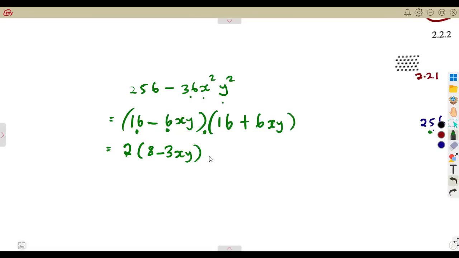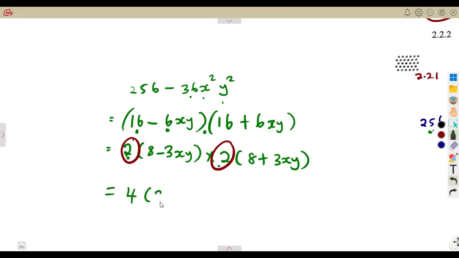You move on to this bracket. What is common? Again, 2 is common. Guys, this bracket is on its own, and this one is a bracket on its own. So you factor out 2 again from this bracket. What are you going to remain with? 8 plus 3xy. So these numbers are outside of the brackets, the 2 and the 2. They can be multiplied: 2 times 2, which is 4, into the brackets that we are having, 8 minus 3xy into 8 plus 3xy.